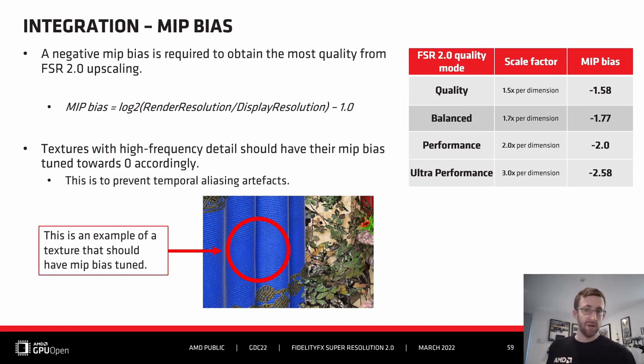One thing to watch out for is textures featuring high frequency details. An example is shown here from our Cauldron Sponza scene. This woven cloth texture should have its MIP bias tuned towards 0, as otherwise we may be able to see shimmering caused by temporal aliasing.